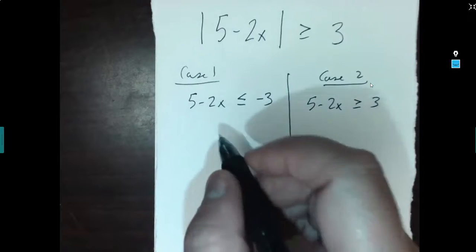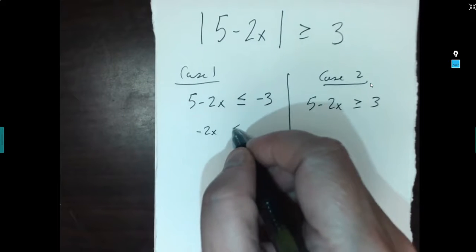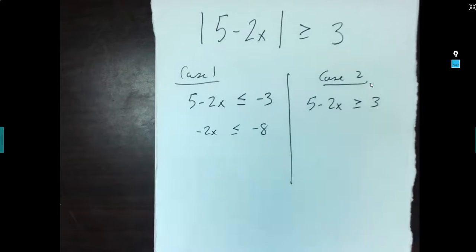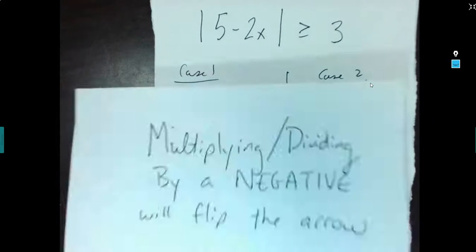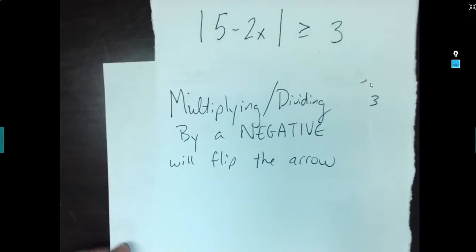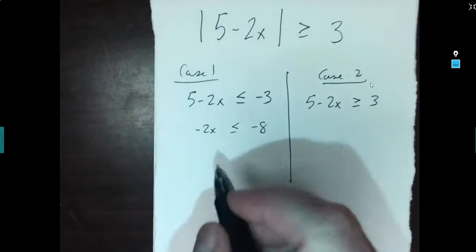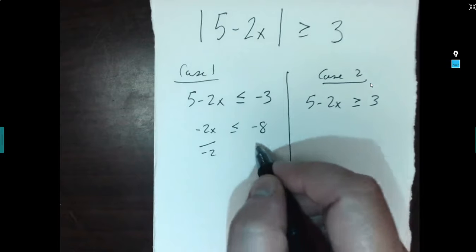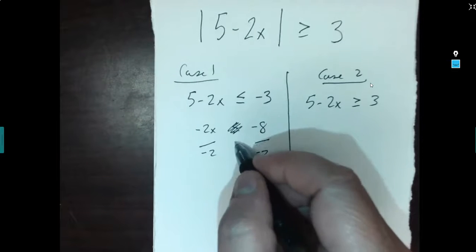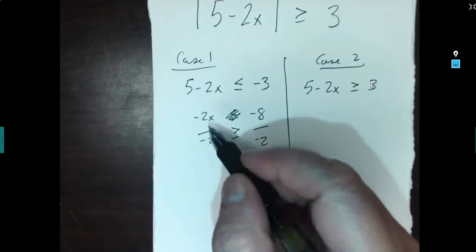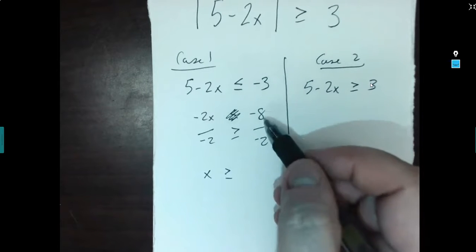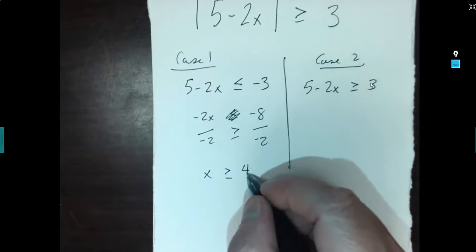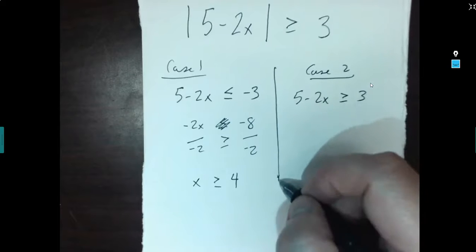So I can subtract 5 from both sides, and it'll give me that. Now, to solve for x here, I need to divide both sides by -2. But multiplying or dividing by a negative will flip the arrow. So if I divide both sides by a -2, this arrow gets flipped. And so I'm left with x is greater than or equal to, and the negative signs cancel, and I'll get +4. So that's one answer.